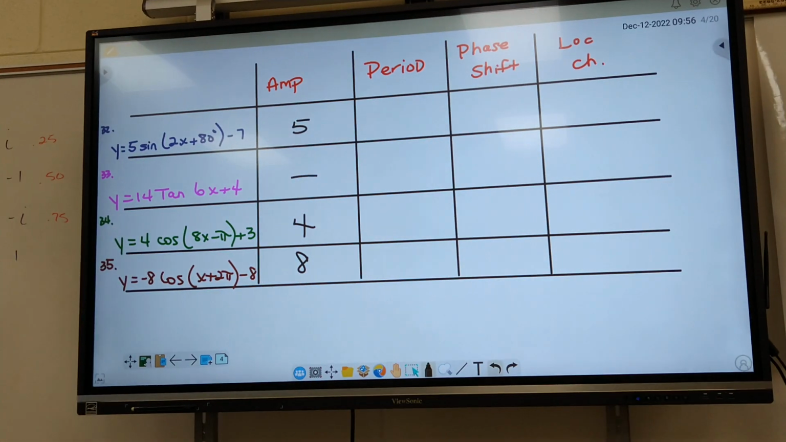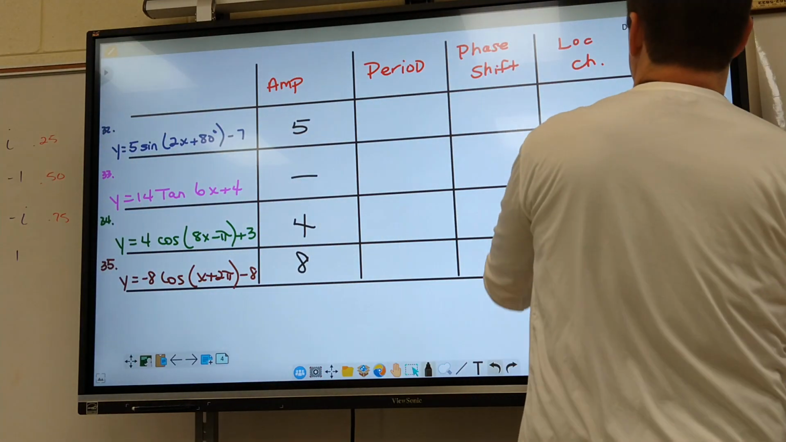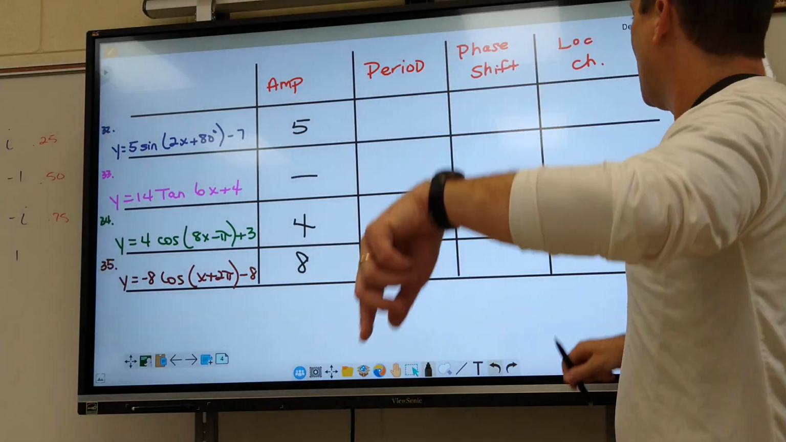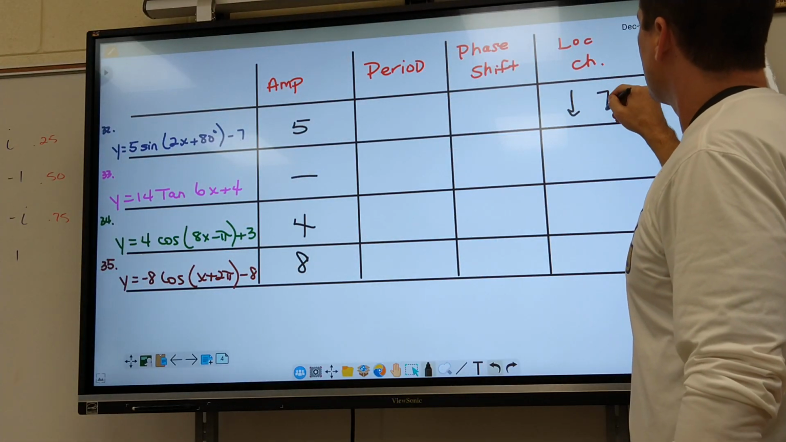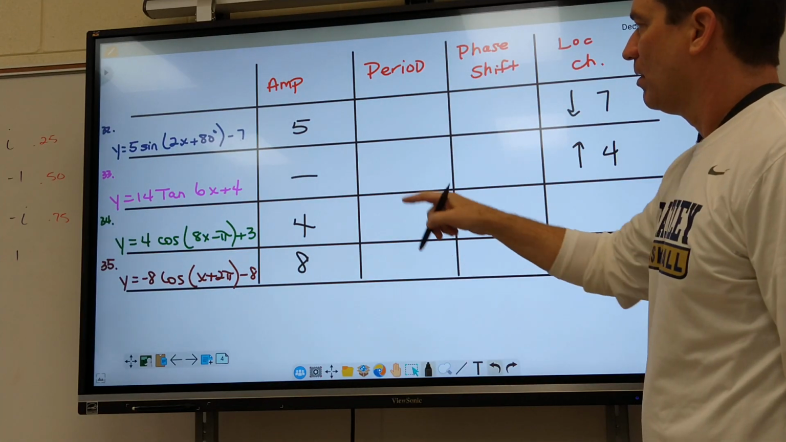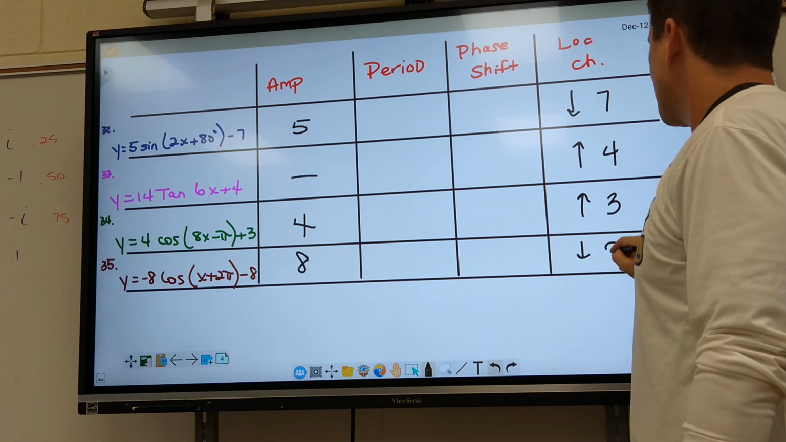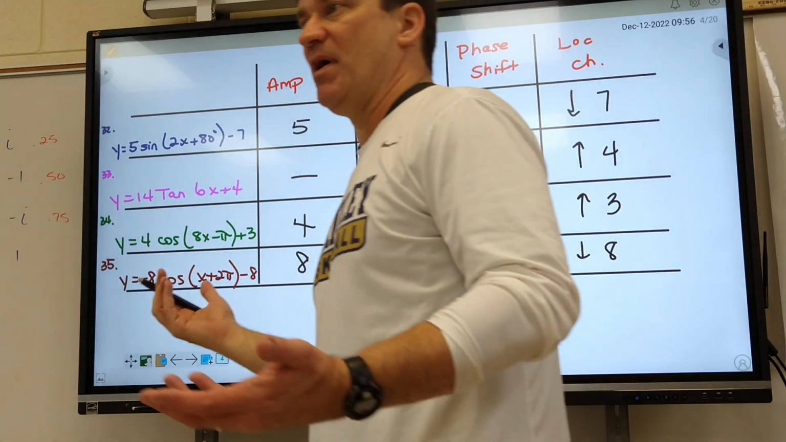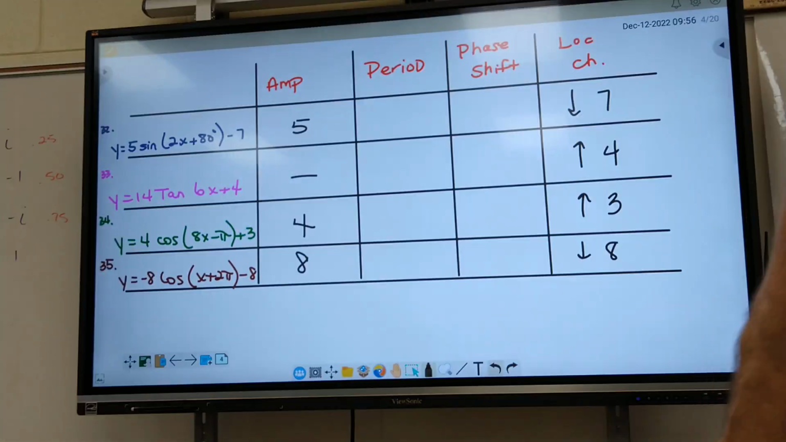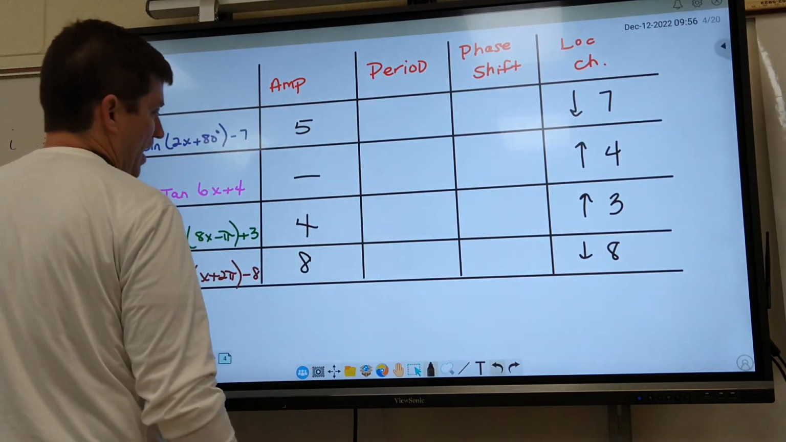All right, Ernesto, also remember location change column. This one's easy. If it's got a -7 on the end, down 7. Keep going. What's the next one? Up 4. Up 4, up 3, down 8. That's probably going to be enough to help find some answers since these are going to be multiple choice. So those right here, they don't need to be cosine or sine? Nope, that doesn't matter.